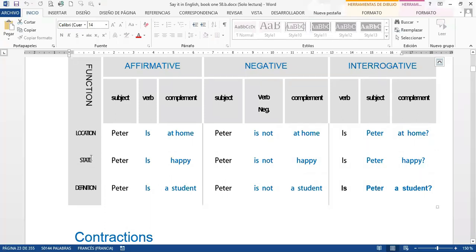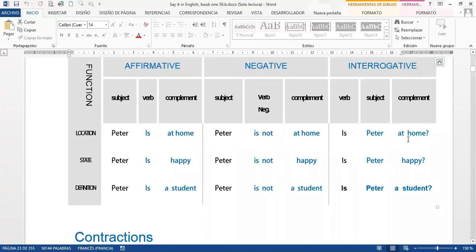Peter is happy. So this is about the emotional state. He is happy. We use happy in relation to the verb to be. Then definition. We give a definition. Peter is a student. We define what Peter is. He's not a professional. He's a student. Okay. The negative form would be Peter is not at home. Peter is not happy. Peter is not a student.